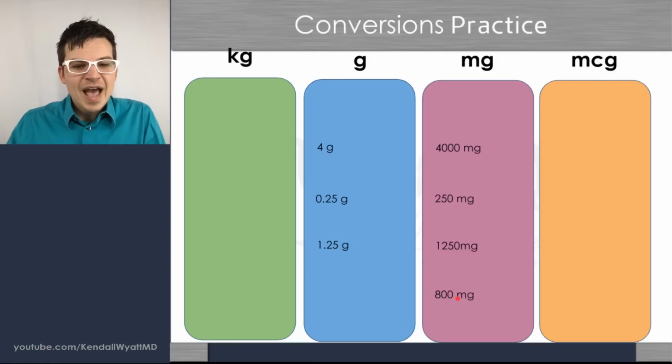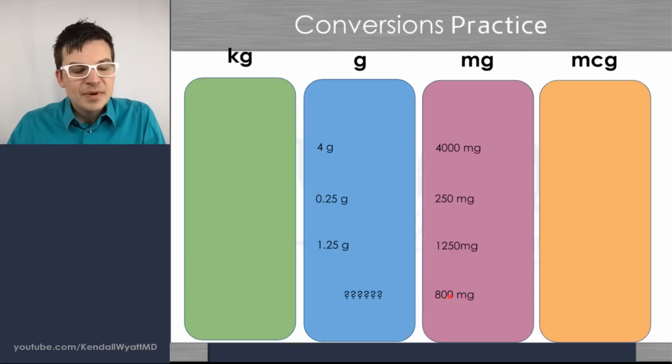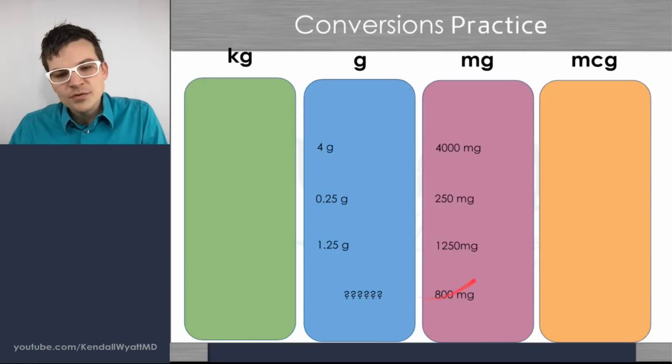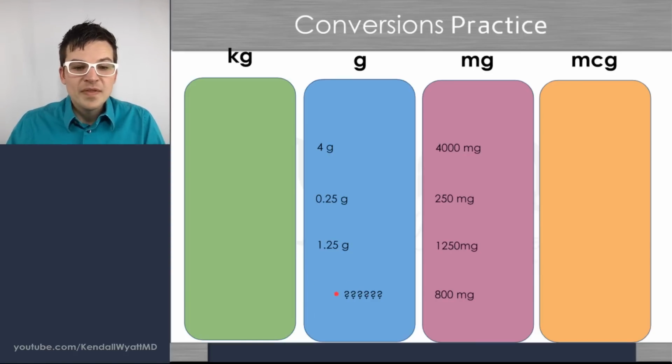800 milligrams. 800 milligrams is how many grams? Changed it, didn't I? 800 milligrams is how many grams? Well, now we're going 800 and we're going to a larger gram. What do? Well, we need to divide. 800 divided by 1,000 equals 0.8 grams.